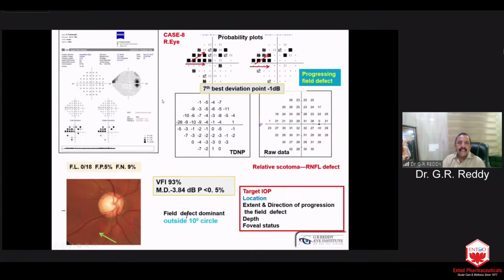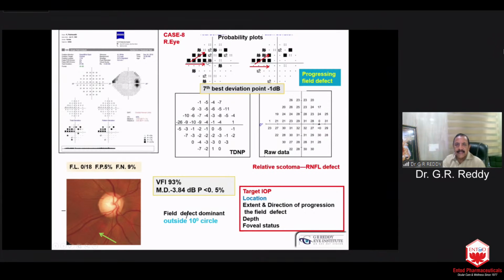And the 8th case, this is the nerve fiber defect. So it is an established case of glaucoma, 24-2 is the standard. And if you see, always this deep scotoma is here, -9, -10, it is going towards the periphery and going towards an arcade pattern, also coming towards the center.